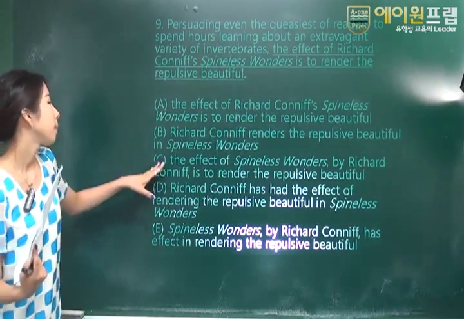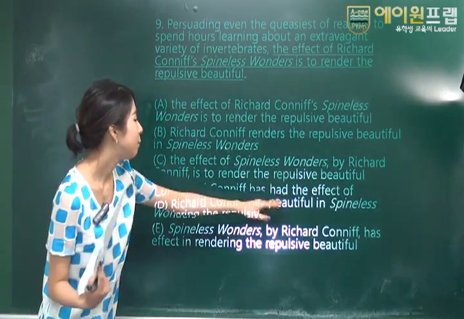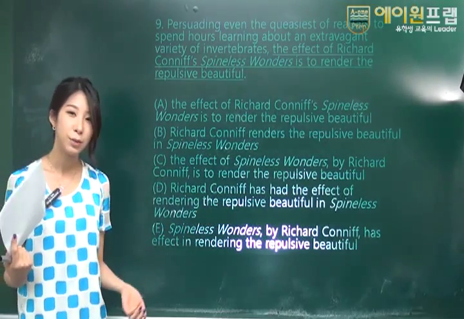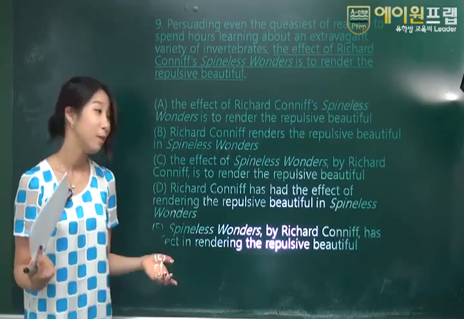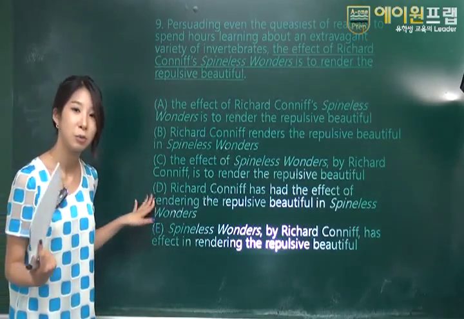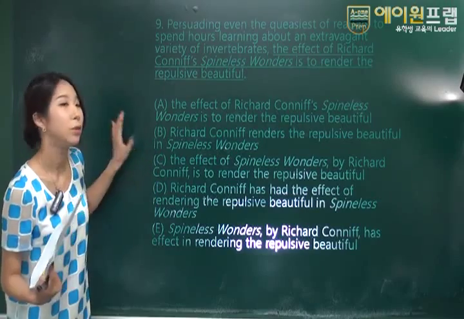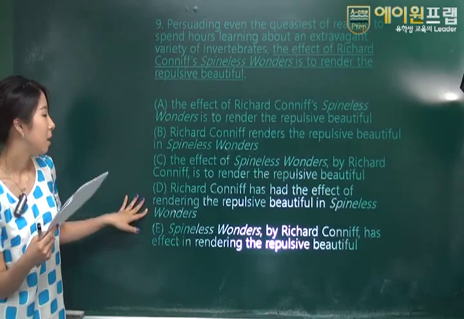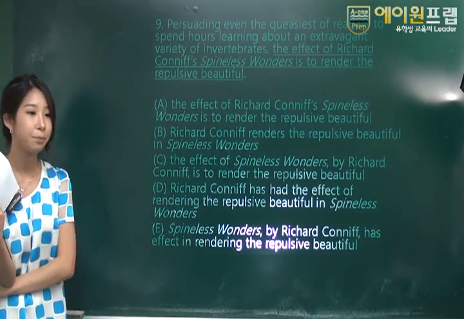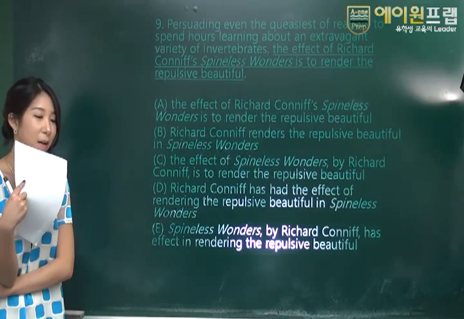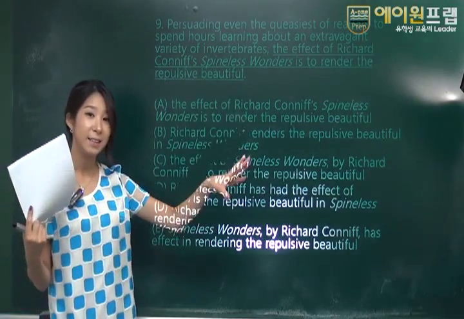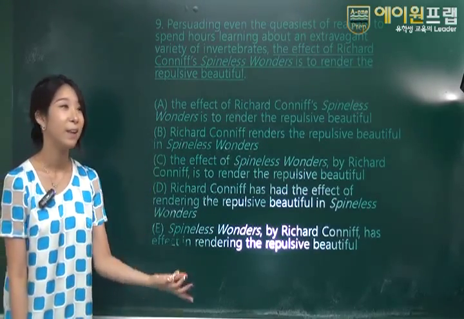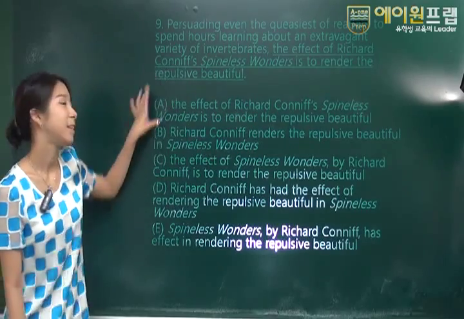You know why? Because, okay, he has the effect of rendering the repulsive beautiful. So having the effect of rendering means he just renders, right? So why do we have to write it like this wording, when we can write it like this? So much shorter and so much more concise. So it's like saying, for example, oh, this light brightens the room. You know? We can say it like that. That's how B says this, right?